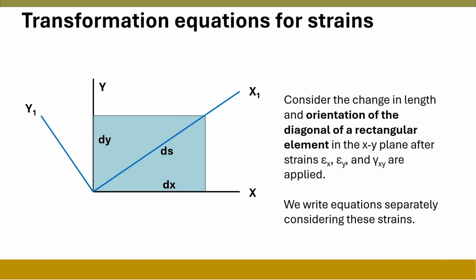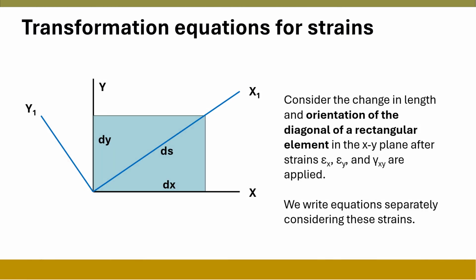Let's examine strain transformation. In engineering, strain transformation involves determining the strain components in a material when the coordinate axes are rotated or oriented differently from their original position. Imagine we have our original axes, x and y, with strains defined as epsilon x, epsilon y, and the shear strain gamma xy. When we rotate these axes by an angle theta, we create new axes x1 and y1.